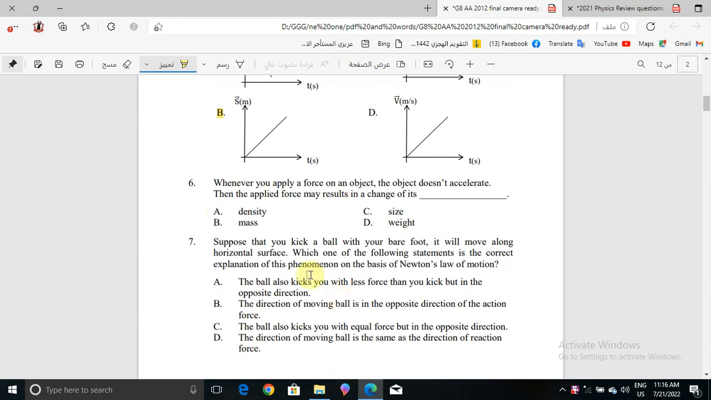Now, question number 6, whenever you apply a force on an object, the object doesn't accelerate, then the applied force may result in a change of its what? Density, mass, size, or weight. The correct answer, it will be what? Size, because acceleration is equal to force over area, right?